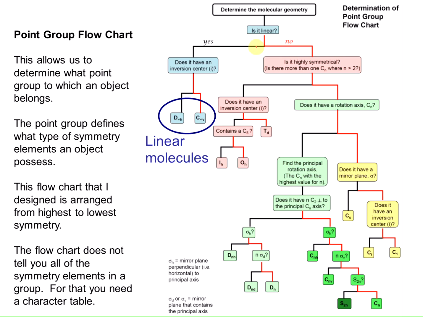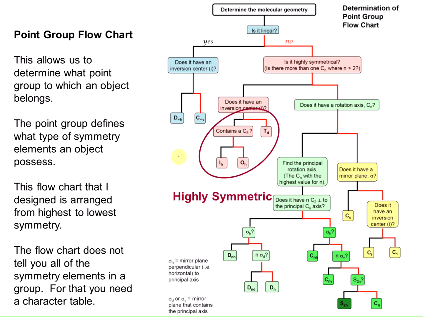So if yes, does it have an inversion center? Then it will be a linear molecule, so either a D infinity H or a C infinity V. So that would be our most highly symmetric molecules. Now our next lowest symmetry, and these are still very highly symmetric, would be our icosahedral, octahedral, and tetrahedral molecules.